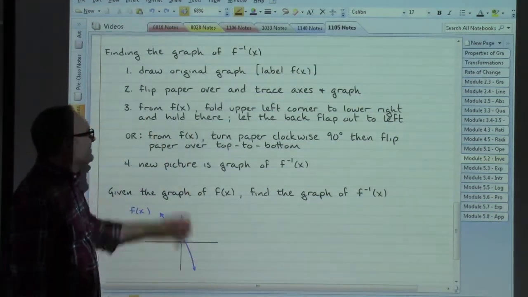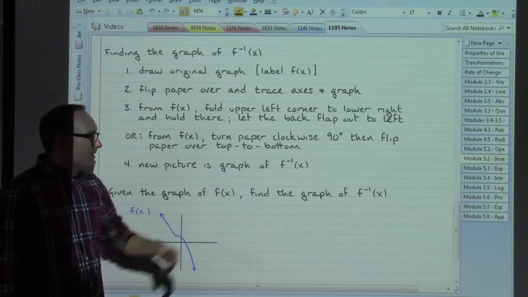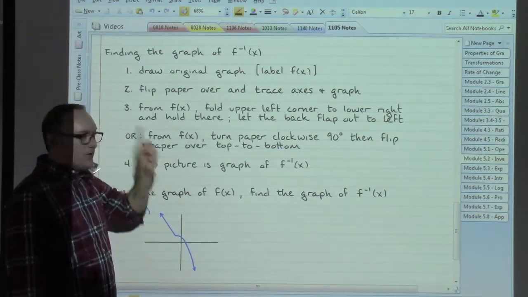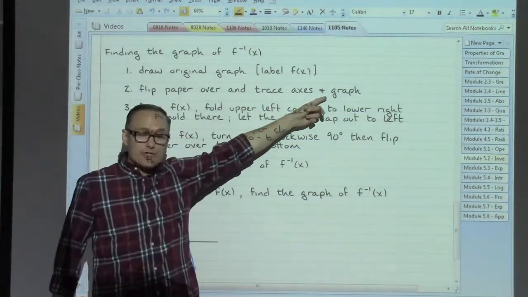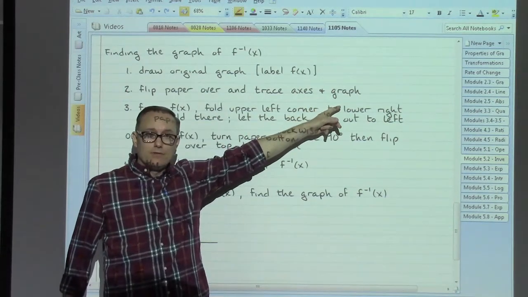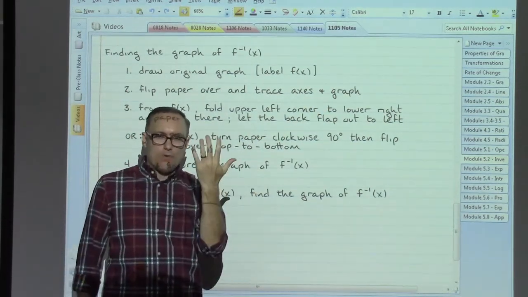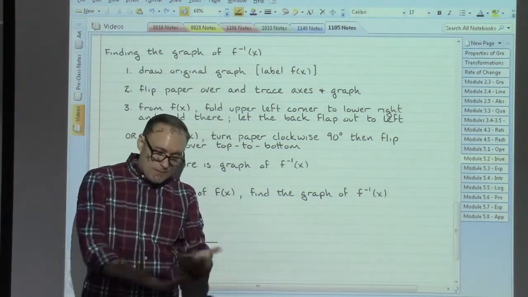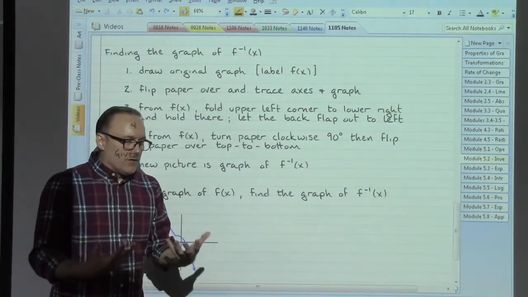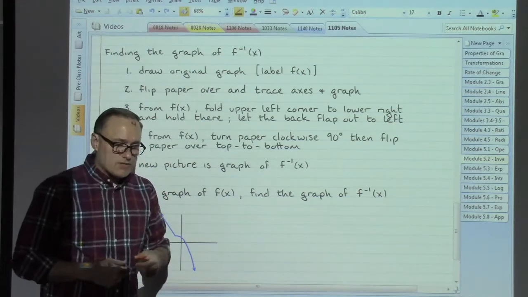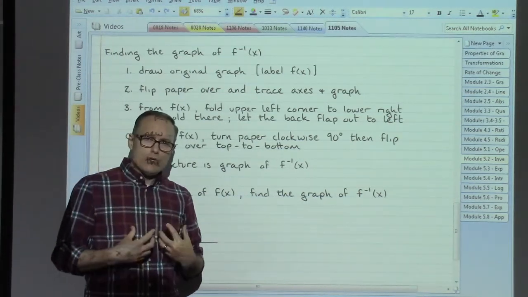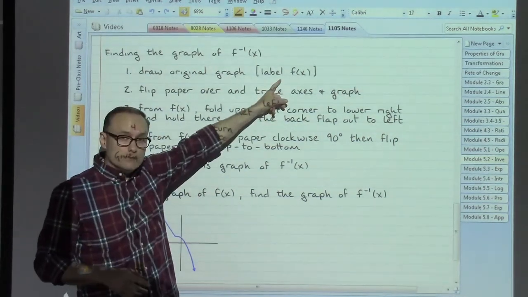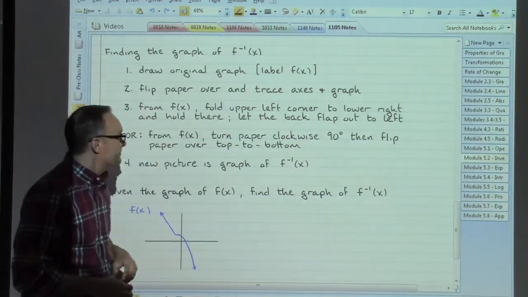We do a little drawing. We're going to draw our original graph. We're going to want to label it, that way we can tell our original function. Step 2: flip the paper over and trace your axes and your graph. So we're flipping that piece of paper over, now looking at the back side, and maybe we need to hold it up to the light. Maybe we've got a nice lighter colored desktop surface that we can just trace it through without an issue. We're going to trace exactly what we see showing through the paper. No label on that one. We only labeled the original function.